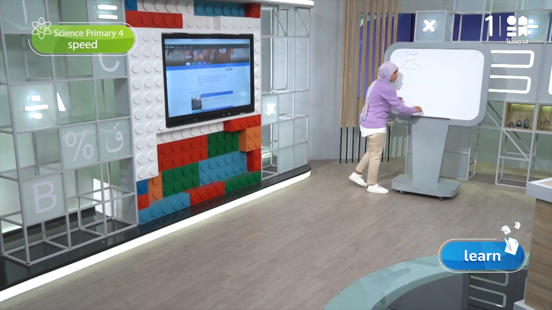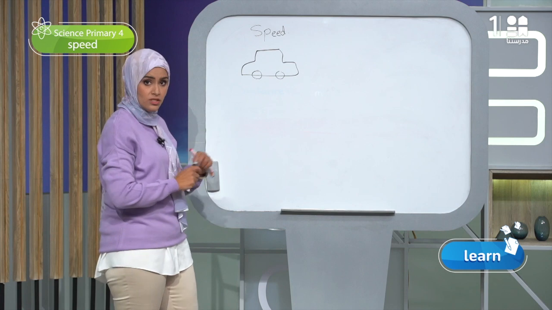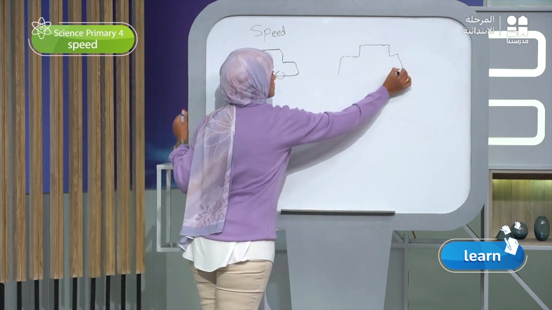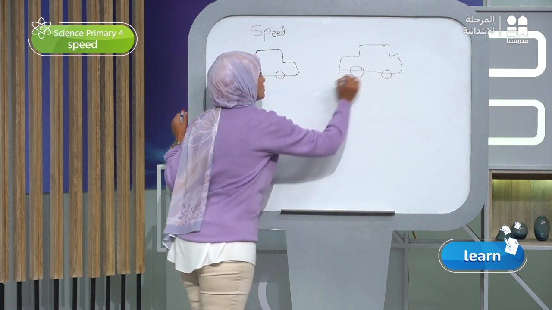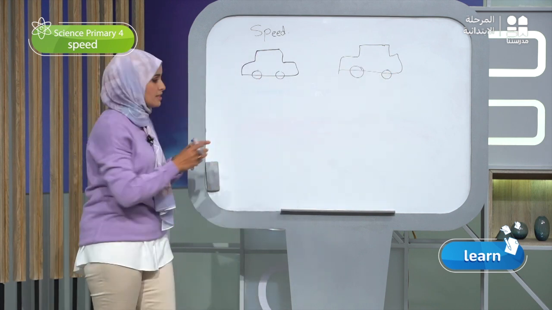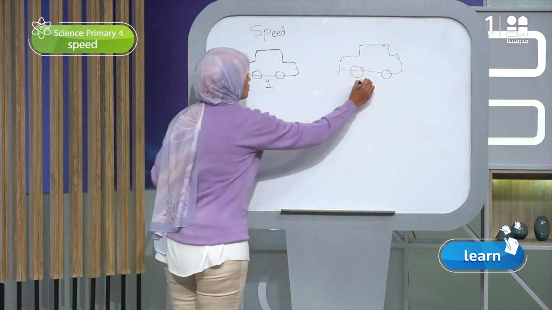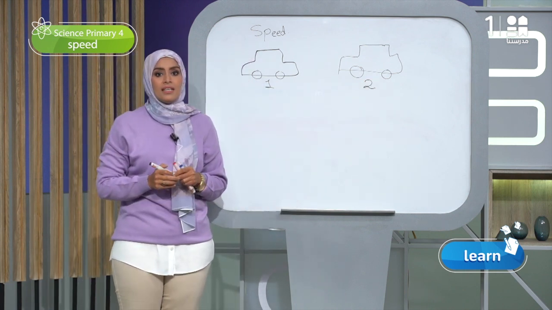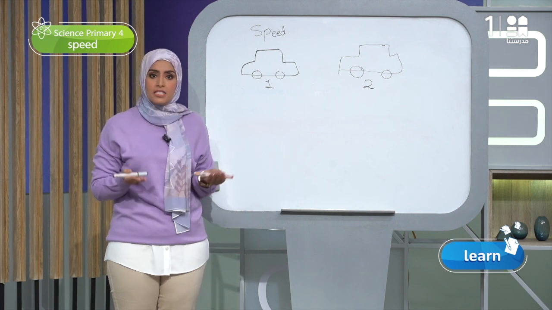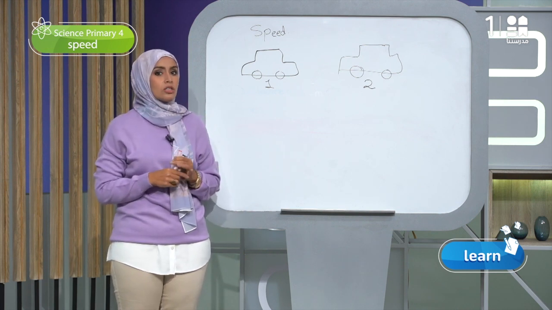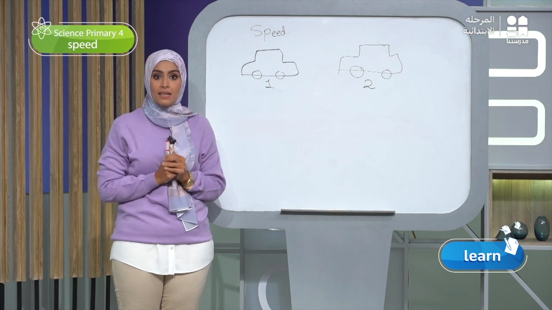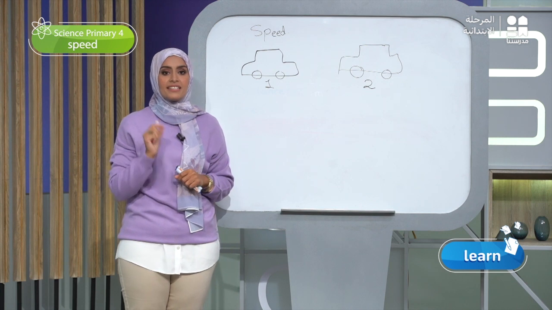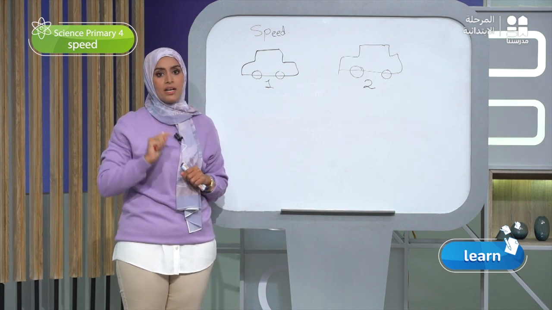Now I'll draw another car, okay, next to my first car. تمام؟ This is car number 1 and this is number 2. Now we are going to compare their speeds. عشان أقدر أعمل comparison للسبيد بتاعتهم لازم أحسب إيه؟ Distance and time. We should first identify the distance that each object travels at the same time.